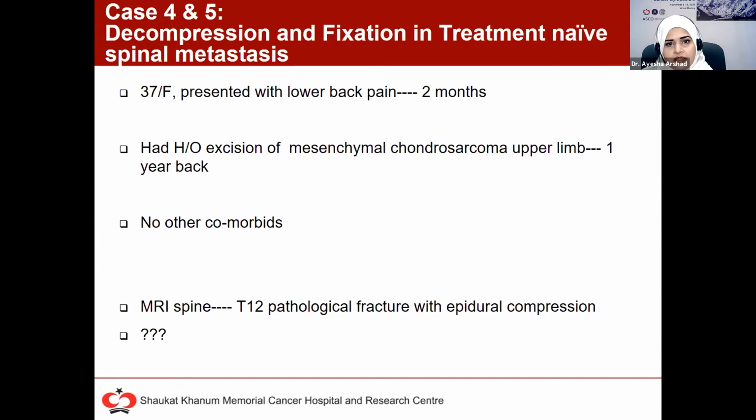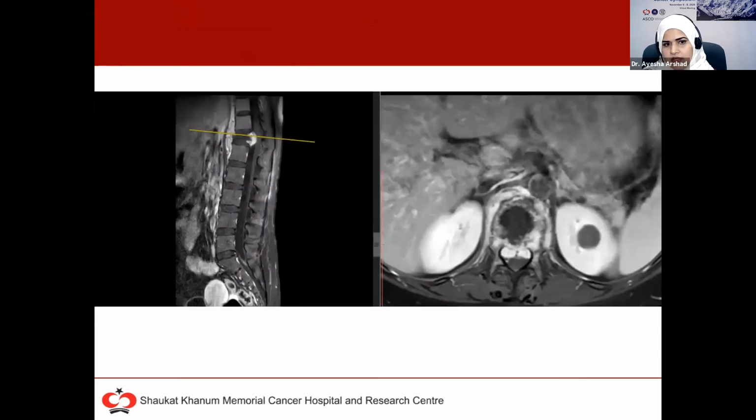Just interesting enough to present, a 37-year-old lady, a young lady with a young boy, and married. She presented with low back pain for 2 months. The only history she had was an excision of mesenchymal chondrosarcoma of the upper limb about a year back. No other comorbids. The MRI spine was done because of the lower back pain, and it showed this picture.